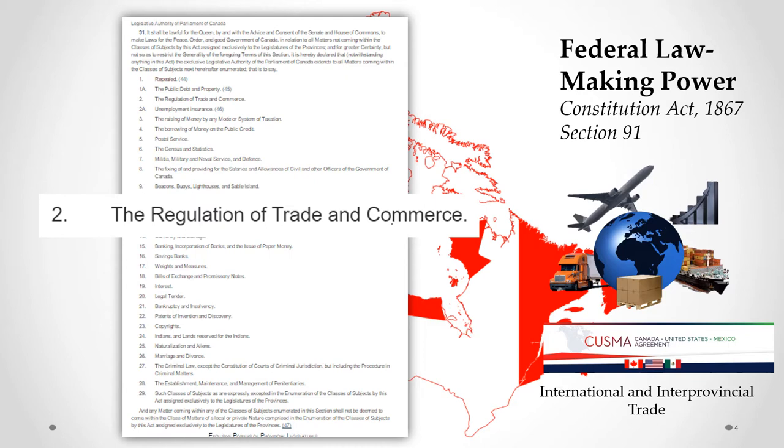So an example of an exercise of this power by the federal government is the entering into of international trade treaties. Not too long ago, the NAFTA treaty was revised through negotiations between Canada, the US, and Mexico. So the revised treaty is called the Canada-United States-Mexico Agreement, or CUSMA for short. The US government likes to call it the USMCA. We like to call it CUSMA. So that was done by the federal government in the exercise of their power to regulate trade and commerce.